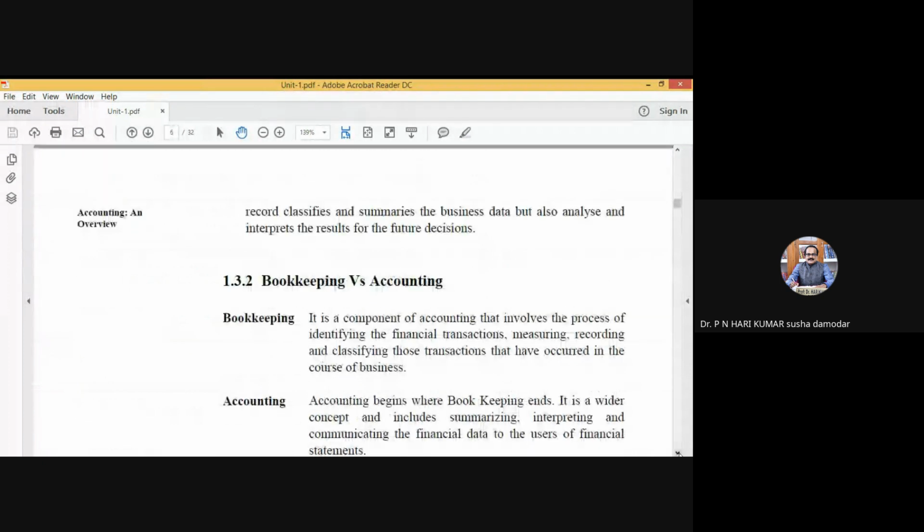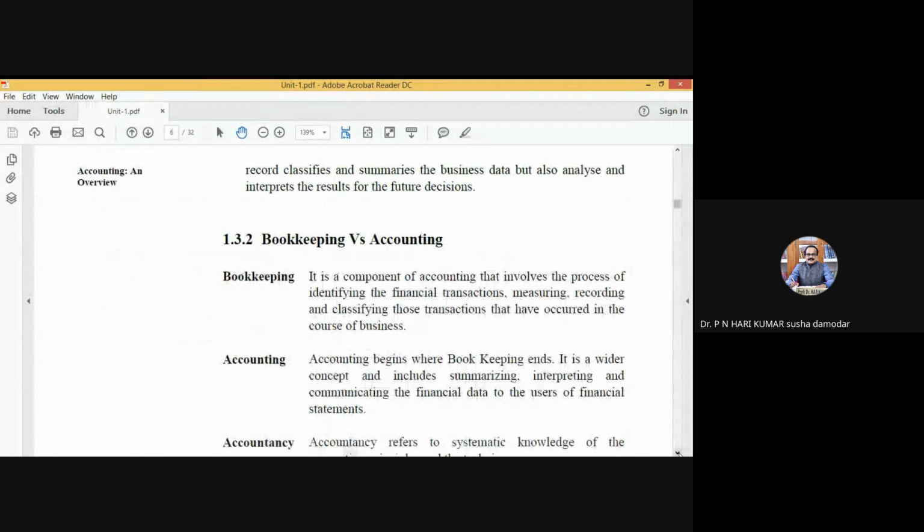Bookkeeping versus accounting. So there is a question whether bookkeeping is a part of accounting or accounting is a part of bookkeeping. So what is bookkeeping? It is a component of accounting that involves the process of identifying the financial transactions, measuring, recording, and classifying those transactions that have occurred in the course of business. So whenever a transaction takes place, that shall be recorded, summarized, classified and interpreted. This is simply called bookkeeping.